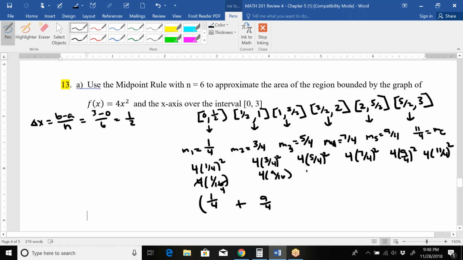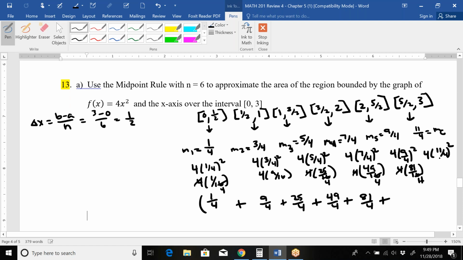And then we get 25/16, so that's going to be 25/4. This is 49/16 times the 4, so that's going to be 49/4. This would be 81/16, so that's going to reduce to 81/4. And this is 121/16 when you square it. So that is 121/4. So that's all of my values for my function at each midpoint.